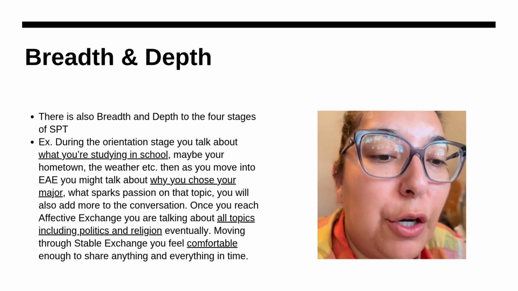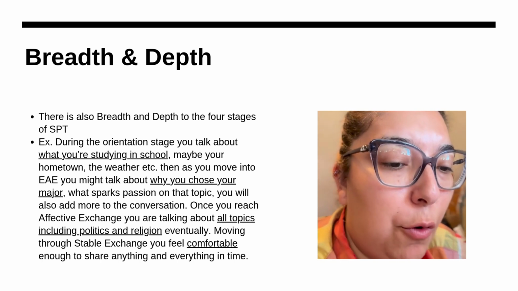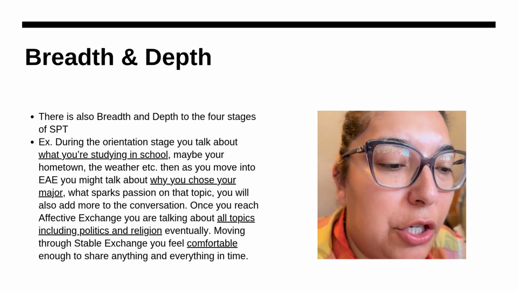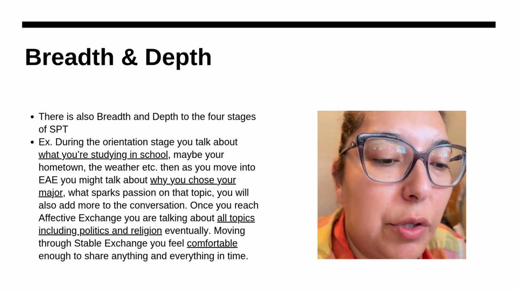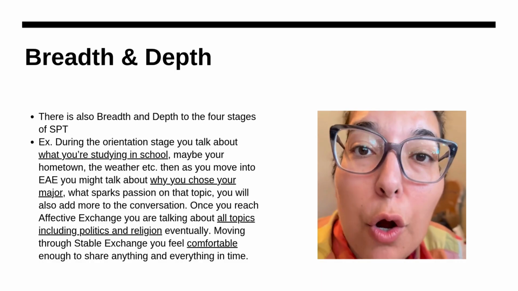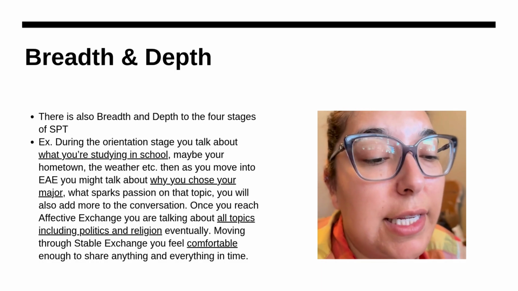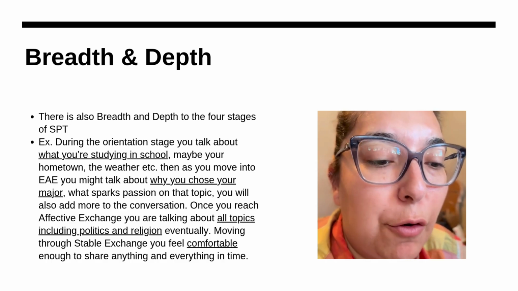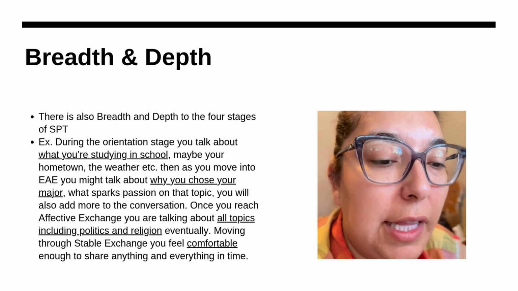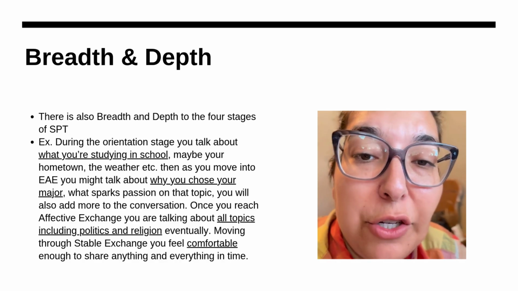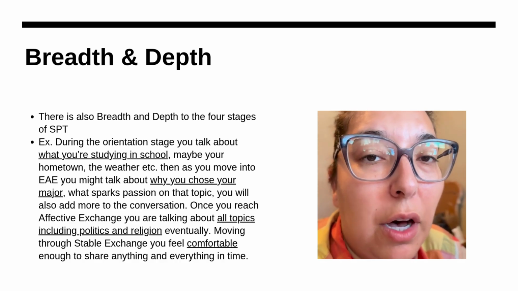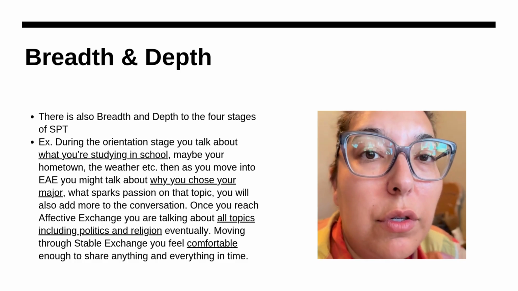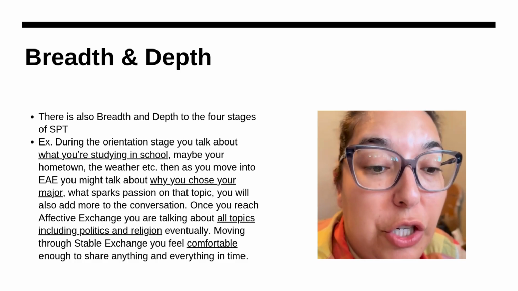Let's say you talk about your hometown, but once you reach effective exchange, you're talking about topics that also include politics and religion. And you might then talk about why you left your hometown. Maybe it's a touchy subject, so you're getting further into things that are more emotional. And as you move through stable exchange, just like it states, you only share these kinds of deep, intimate thoughts with a stable connection, a stable relationship.